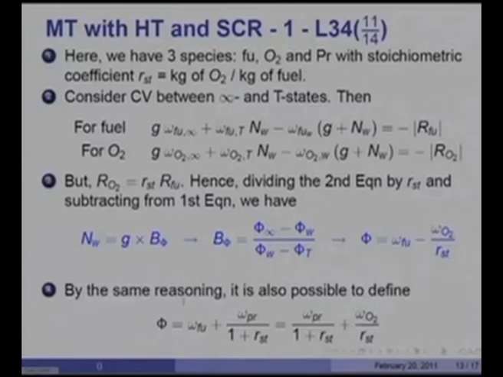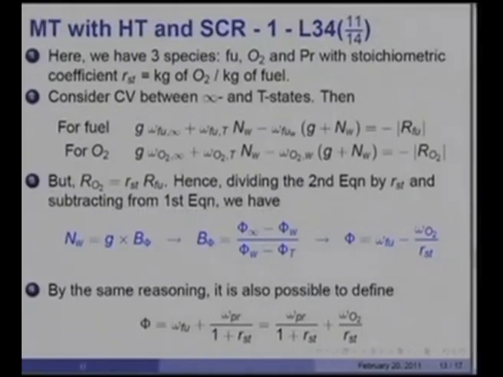By the same reasoning, I can also write an equation for product here, and I would get phi equal to omega FU, or omega product over 1 plus RST, or omega product over 1 plus RST plus omega O2 by RST. Now, we have gone over this type of material before. The important thing is, even in the presence of chemical reaction, we are able to show that Nw equal to G B holds, where B is now formed from the appropriate conserved property.